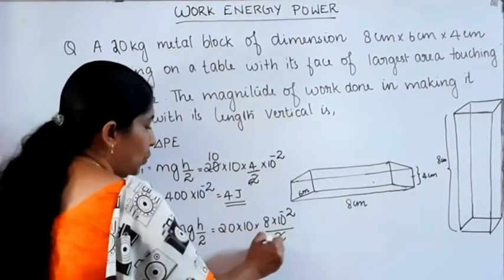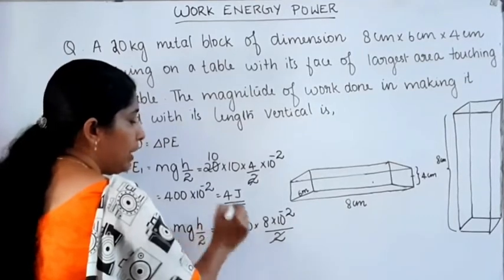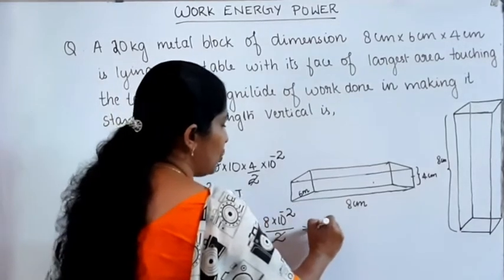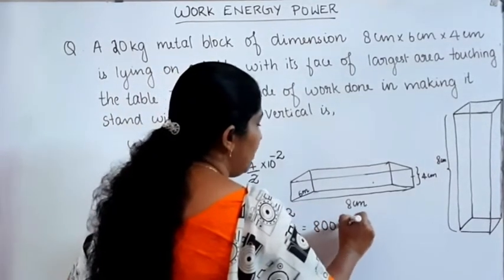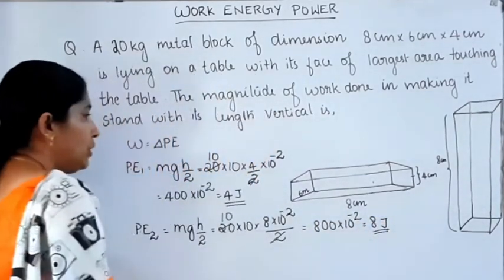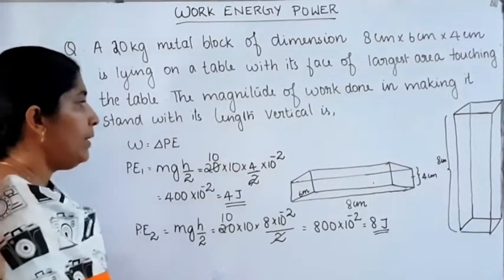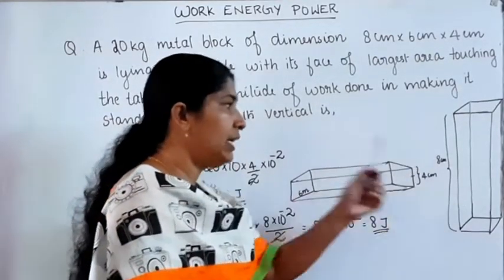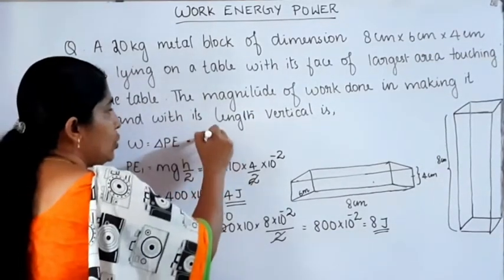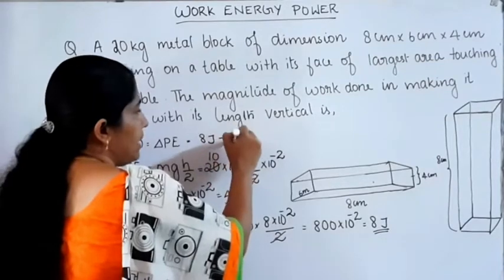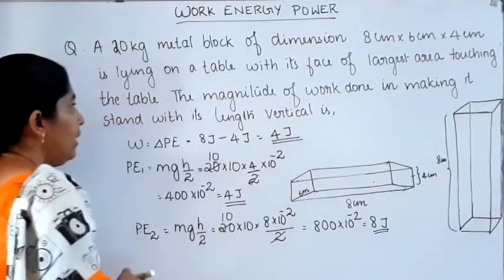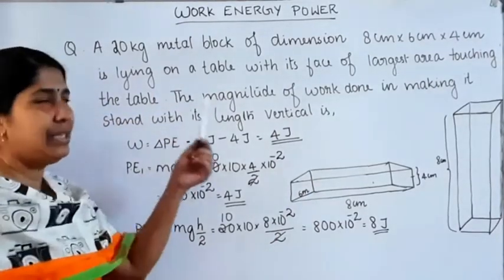Then 2 cancels with 20, it's equal to 10, 10 into 10 is equal to 100, then into 8 is equal to 800, 800 into 10 raised to minus 2, that's equal to 8. 8 joule is the energy. Then what about the work done? Work done to bring it from this horizontal position to the vertical position is equal to change in potential energy, that's 8 joule minus 4 joule, equal to 4 joule. 4 joule is the amount of work done to stand its length vertical.